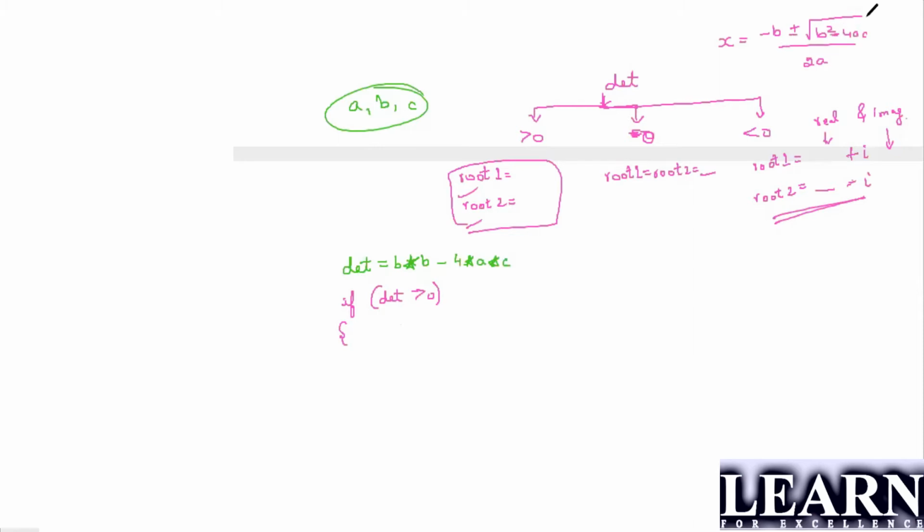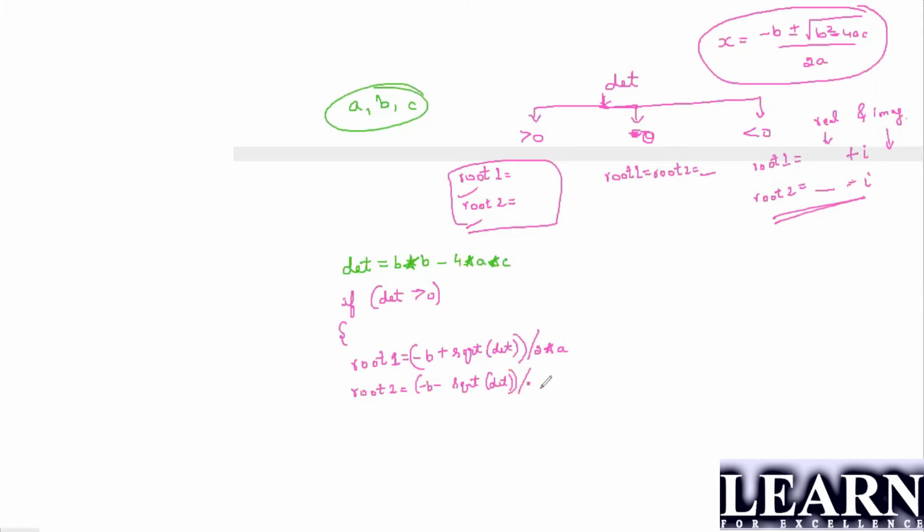Now look here. We got to know the determinant value is greater than 0. It means this is the determinant. Then I can say root 1 is equals to, yes, what is the formula here? Minus b plus square root of determinant, whole divided by 2 into a. This will be root 1. Similarly, you can take out root 2 also. Minus b minus square root of determinant, whole divided by 2a. This is root 2.